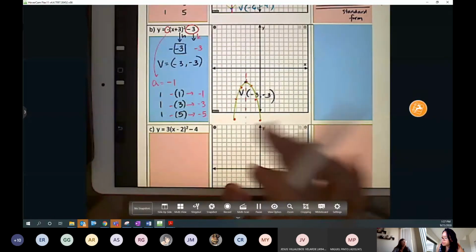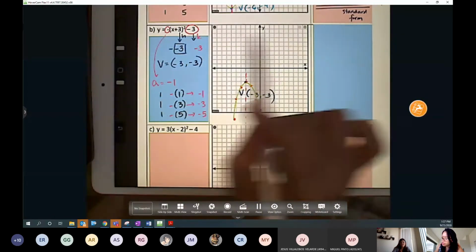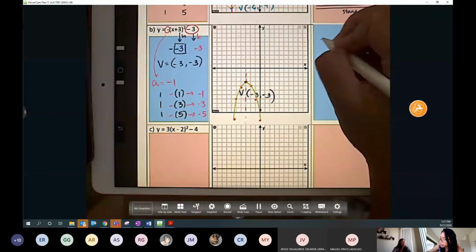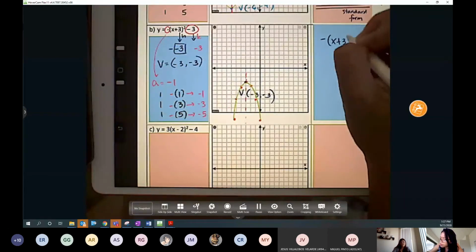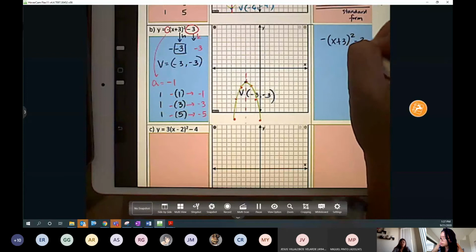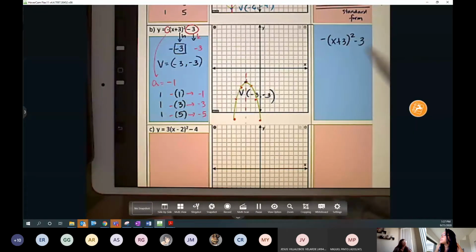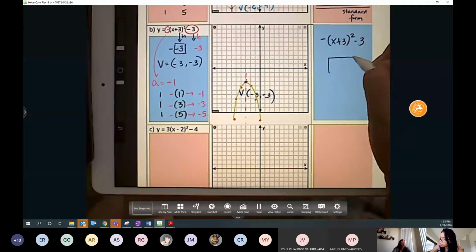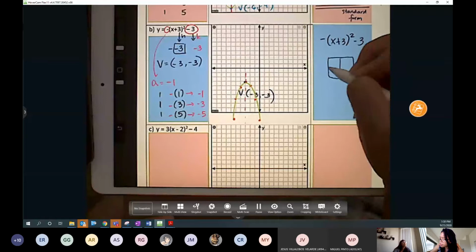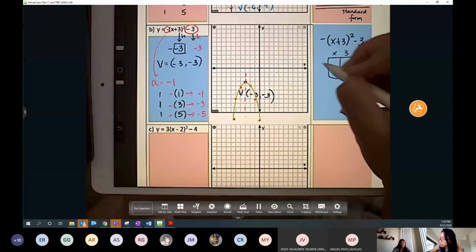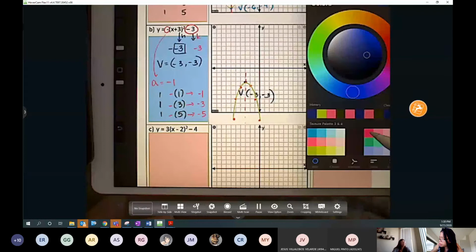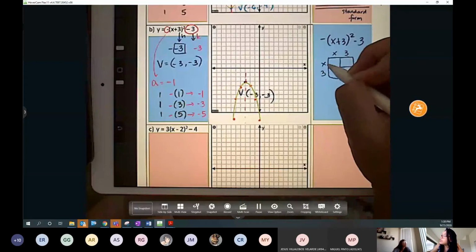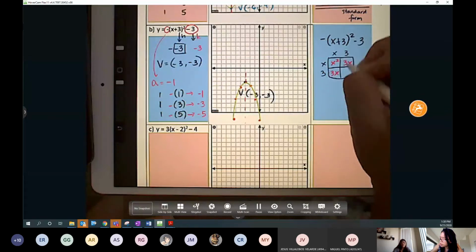Okay, so we have a graph, then we're going to convert this vertex form. So it's a negative x plus 3 squared minus 3. So PEMDAS, use the exponent first. I cannot distribute the exponent because that's the wrong way. Instead, I have to multiply x plus 3, x plus 3, using the box method. Okay, so x times x is x squared, 3 times x is 3x, 3 times x is 3x, and then 3 times 3 is 9.